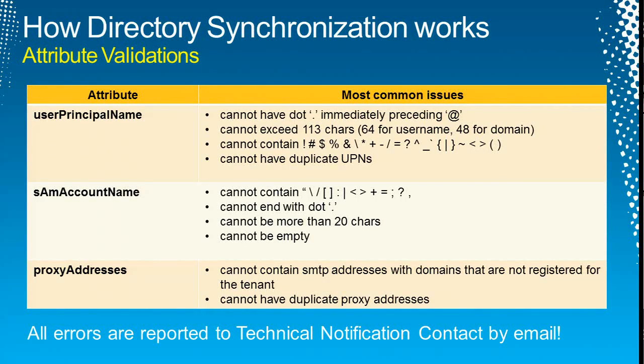SAM account name has some similar restrictions. It can't contain certain characters, can't be more than 20 characters, can't be empty. And proxy addresses, I already covered that. You can't have an SMTP address that uses a domain you haven't registered. And you can't have duplicate proxy addresses, but that's true of Exchange anyway.